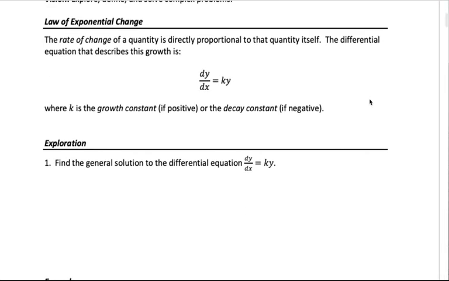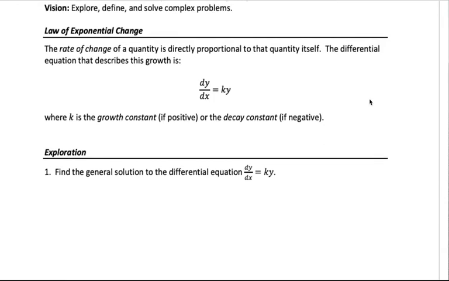We have the law of exponential change. So it says the rate of change of a quantity is directly proportional to that quantity itself. The differential equation that describes this growth is dy over dx equals k times y, where k is some sort of growth constant. If it's positive, it would be a decay constant if it was negative. And y is the quantity itself.